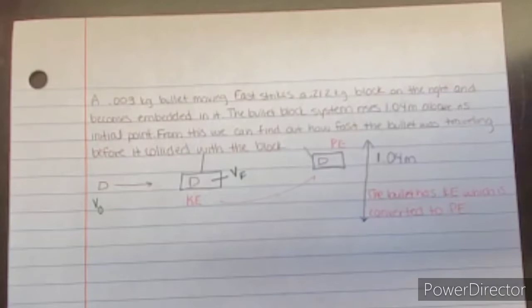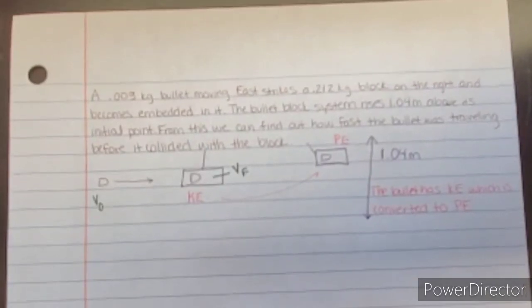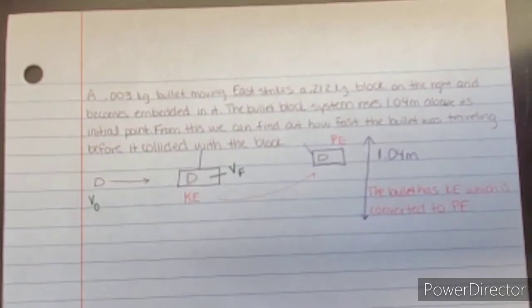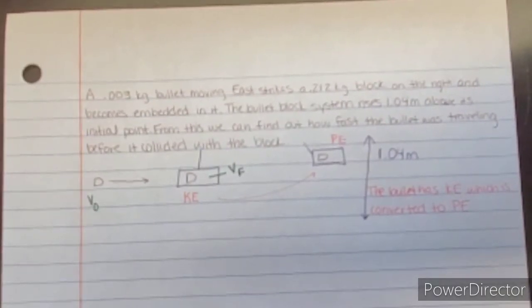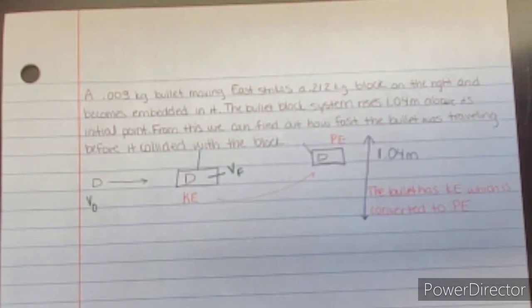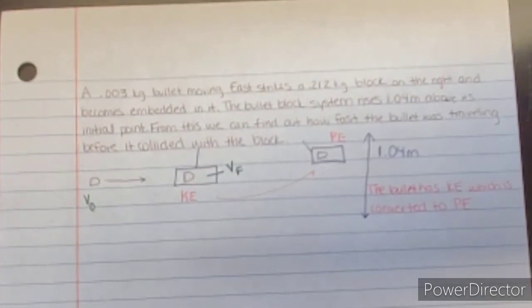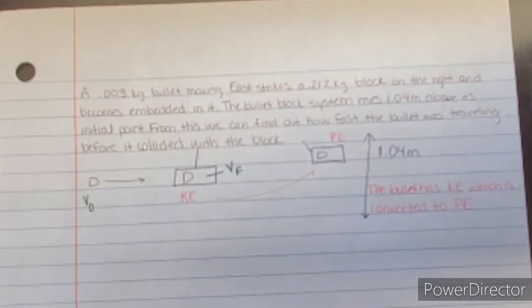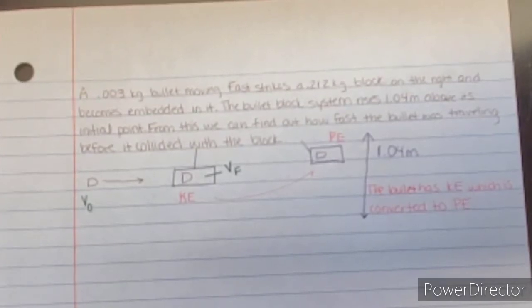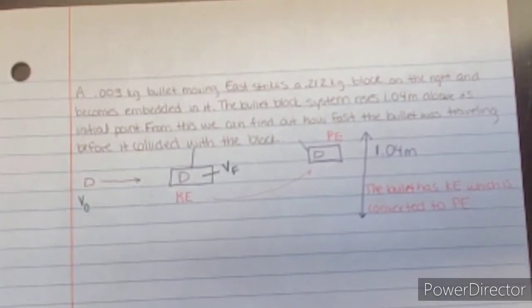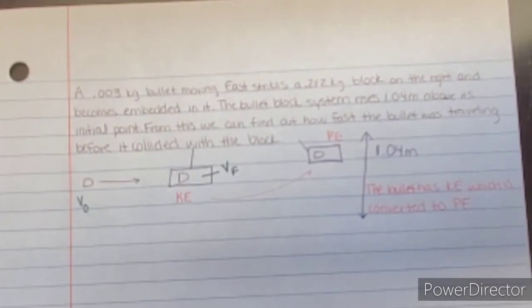So first I will solve for the first trial. A 0.003 kilogram bullet moving east strikes a 0.212 kilogram block on the right and becomes embedded in it. The bullet block system rises 1.04 meters above its initial point. From this, we will find out how fast the bullet was traveling before it collided with the block.